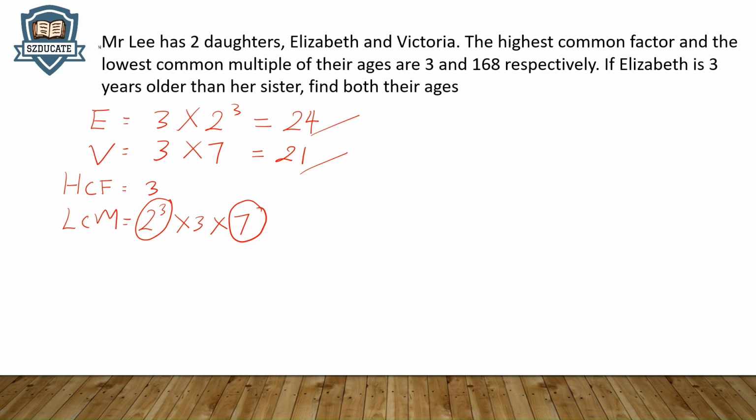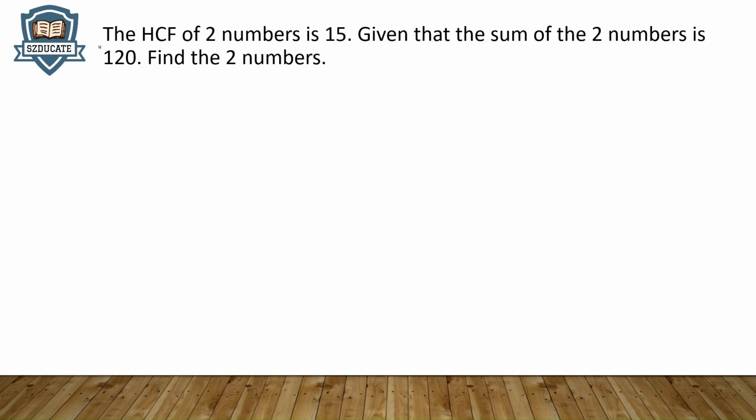Okay, let's do the next question. Very short question, but I think to some students, this is even harder than the sisters' question. Okay, let's read it together. The HCF of two numbers is 15. Given that the sum of the two numbers is 120, find the two numbers. Now, in HCF and LCM questions, we are used to multiplying and dividing.